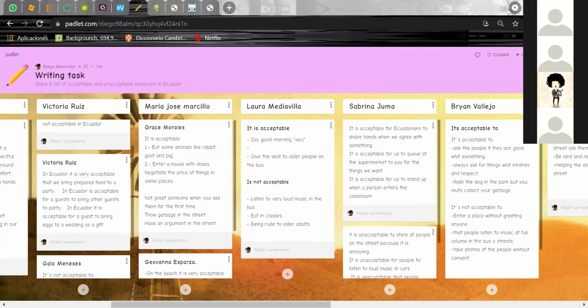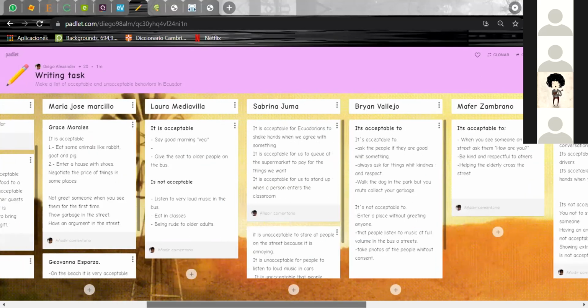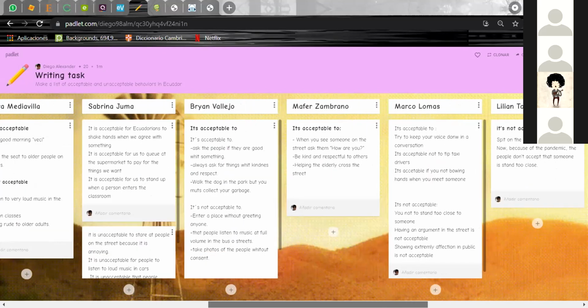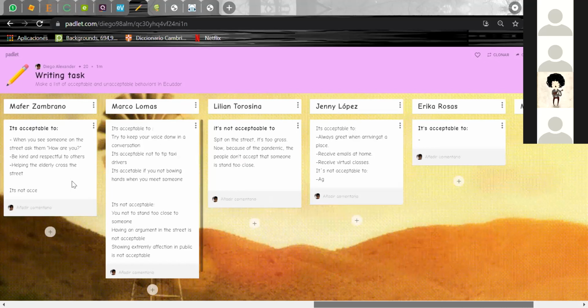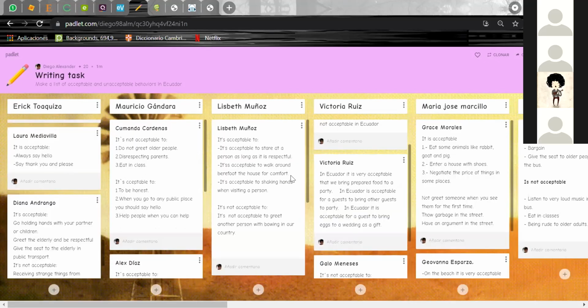Okay, let's see. I'm going to read for someone else more. Let me see who has finished. I think the first ones. Let me see. Okay, let's read from Lisette Munoz. It's acceptable to stare at a person as long as it is respectful.